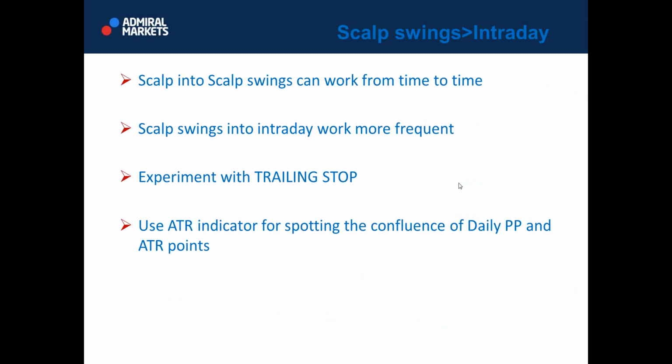Okay? And many more will be shown, of course, on the premium webinar. Experiment with trailing stop. Scalp swings into intraday work more frequently than scalping to scalp swings. That's normal because you're using a higher time frame momentum. And you can also use the ADR indicator for spotting the confluence of daily pivot point and ATR points. That is what I will show you also on the premium webinar. How to use the ADR indicator, which you get if you attend the premium webinar with daily pivot points.